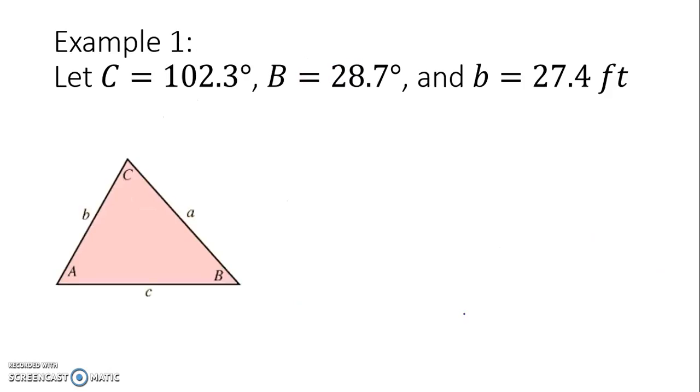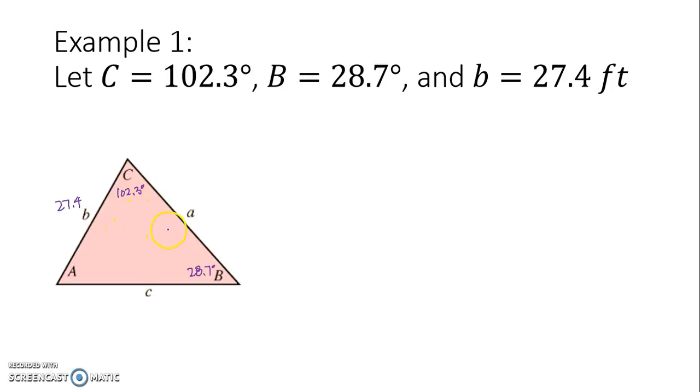Let's try a few. In this first example, angle C is 102.3 degrees, angle B is 28.7 degrees, and side B is 27.4 feet. Two things. One, I always draw my triangle like this. While it's not necessarily drawn to scale, like that doesn't really look like 102 degrees, given that it's not an obtuse angle, it doesn't matter because I have an easy way of setting it up and I know where all my sides and angles go. I just know it's not drawn to scale.